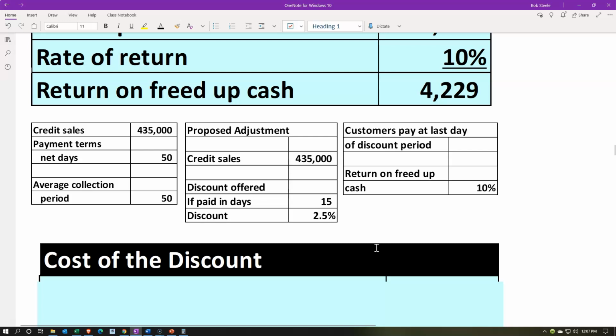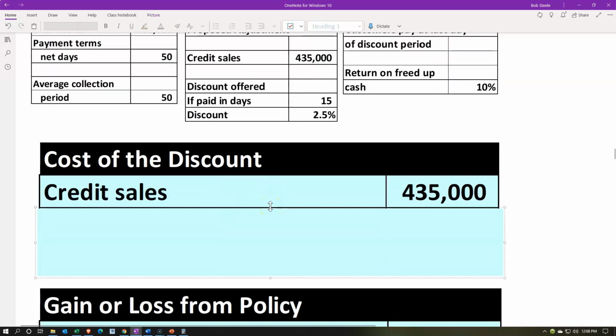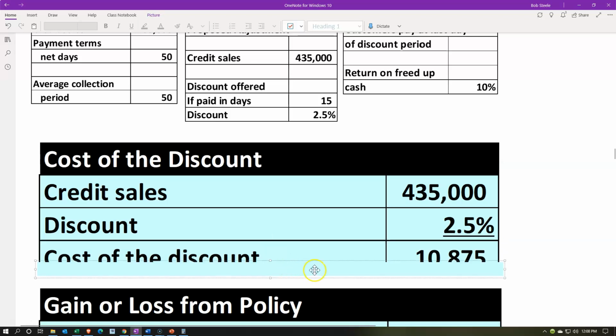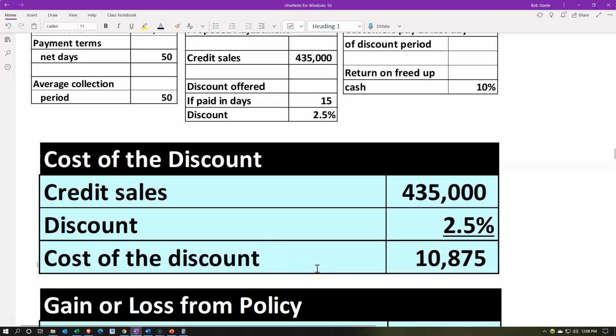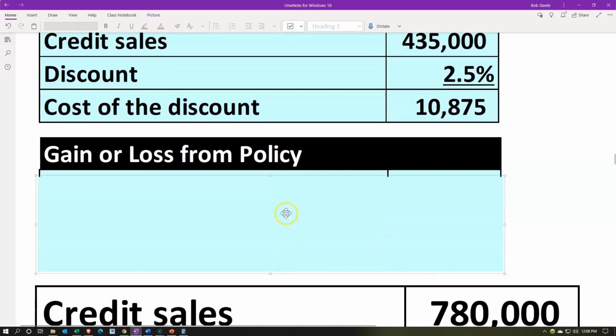Let's compare that to the money that we're going to lose for the fact that now we're going to have a discount of 2.5. We have the same amount of sales. It didn't increase the sales amount. All it did was make us get paid faster, but we're going to lose 2.5% on it. So we're going to say, all right, the credit sales are 435. The discount is 2.5. So 435 times 2.5, or 0.025, is going to then give us the 10,875 that it's going to cost us for this policy.